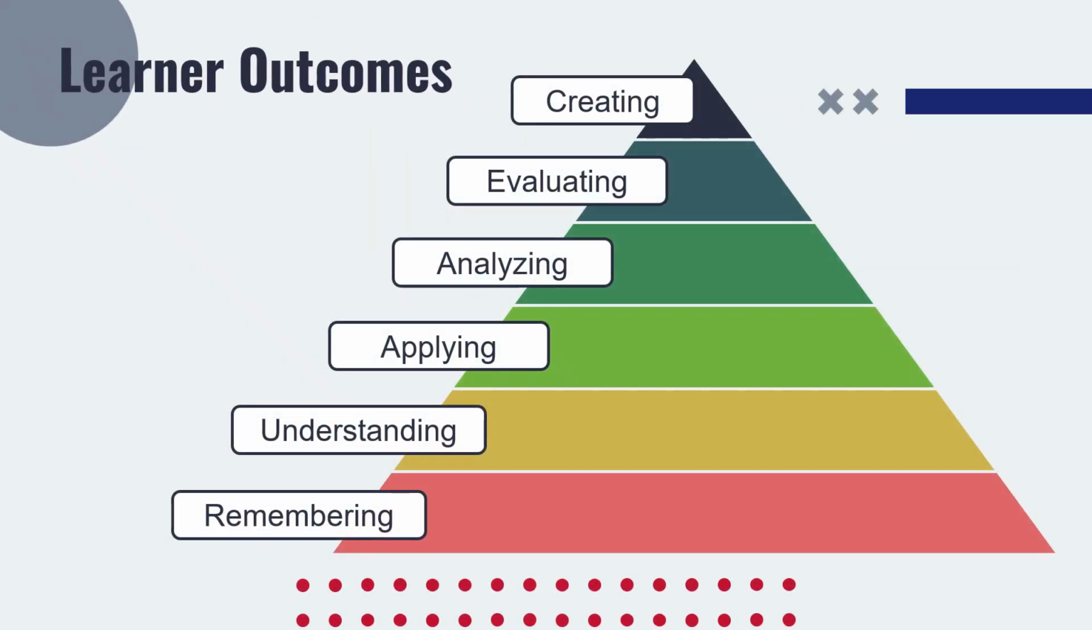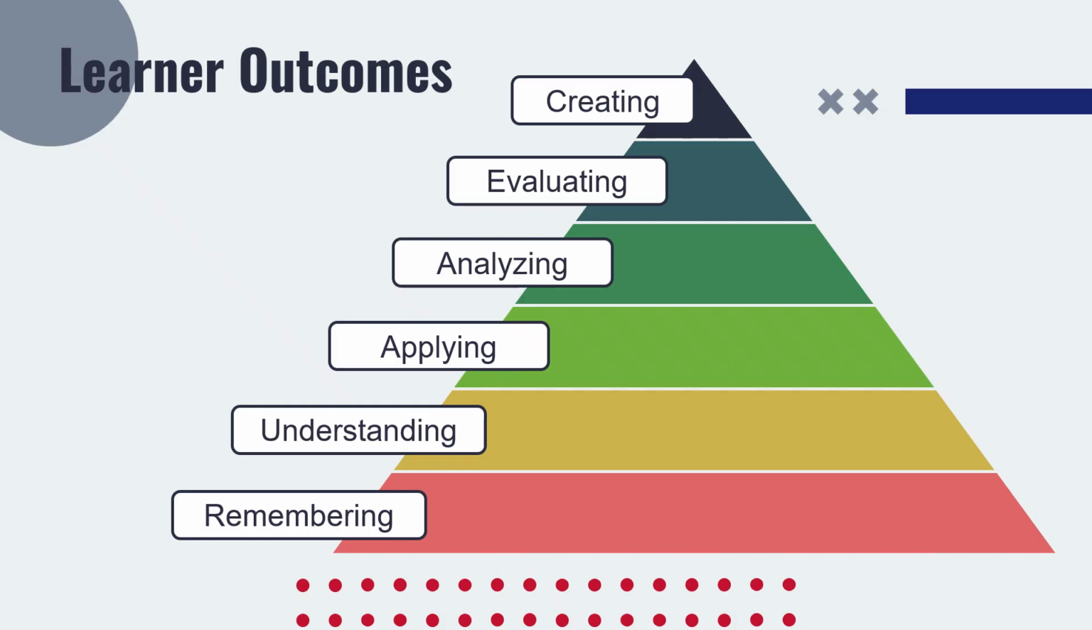A great way to choose action words for your learner objectives is to reference Bloom's taxonomy. This model classifies educational objectives into levels of complexity and specificity. You can easily find lists of these action words on the TSHA Call for Papers portal or by Googling Bloom's taxonomy. Let's look at how it's organized.